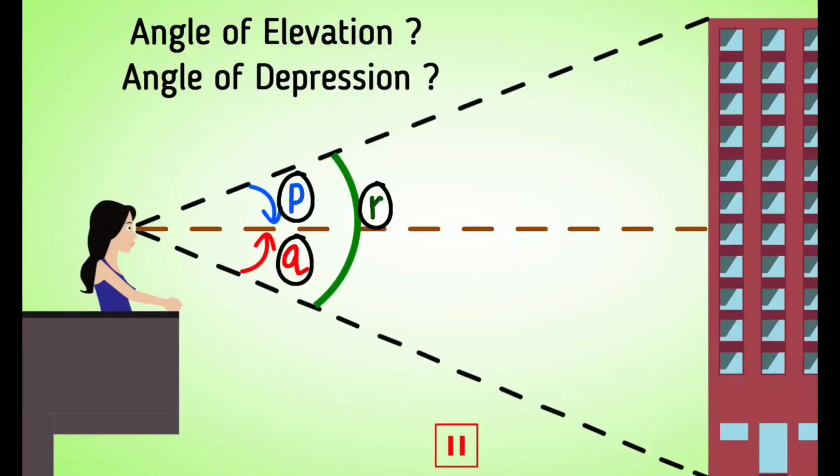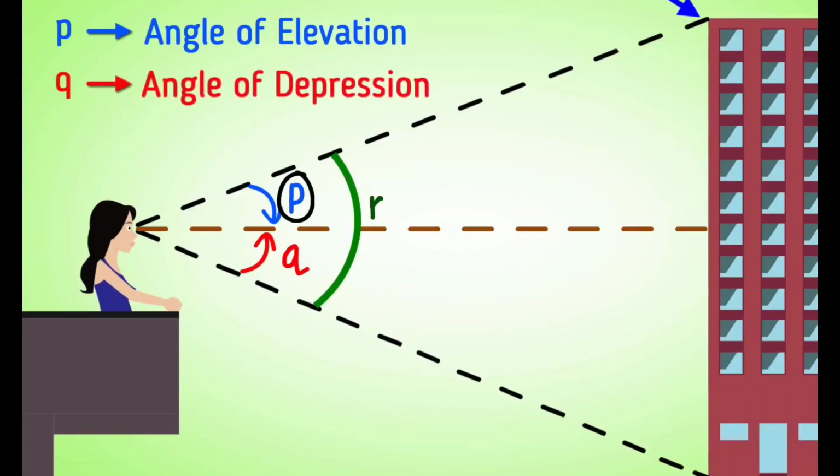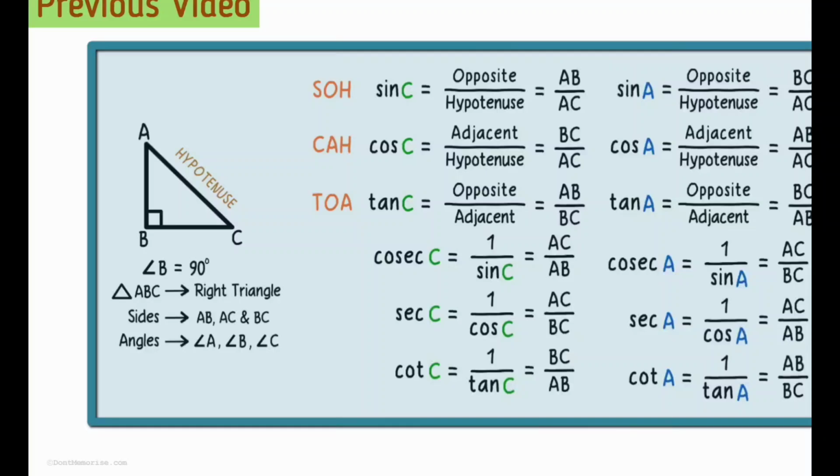When she looks up, here forms angle of elevation, that is angle P is said to be angle of elevation and Q is said to be angle of depression. Similarly, when a person look up, it's angle of elevation, and when a person look down, it is angle of depression. So here P is angle of elevation and Q is angle of depression.